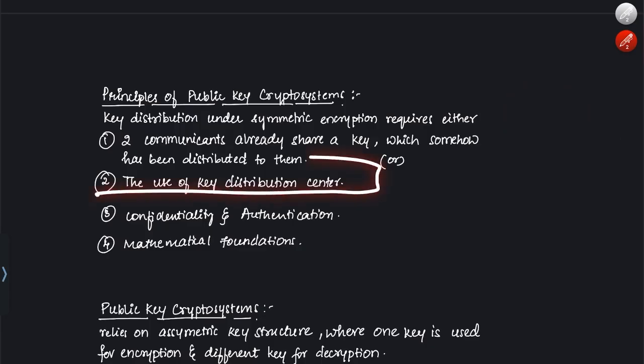Then we have this solution, that is key distribution center. Key distribution center addresses one of the major challenges of symmetric key encryption. That is, this will make sure that there is secure communication without a prior shared key or key distribution center. Then we can make use of digital signatures, that is, public key cryptography will enable digital signatures which will provide authenticity and security.